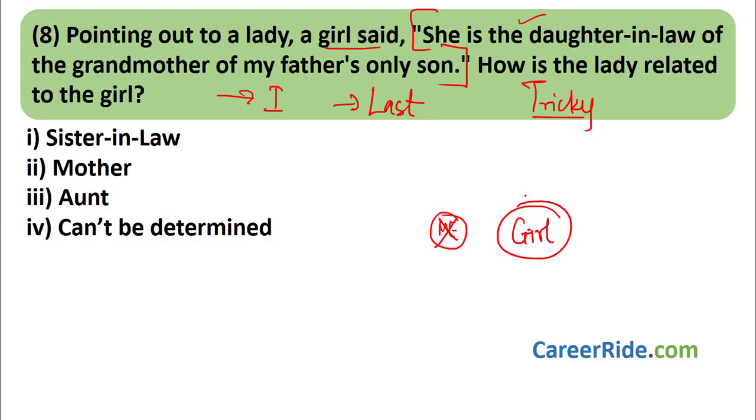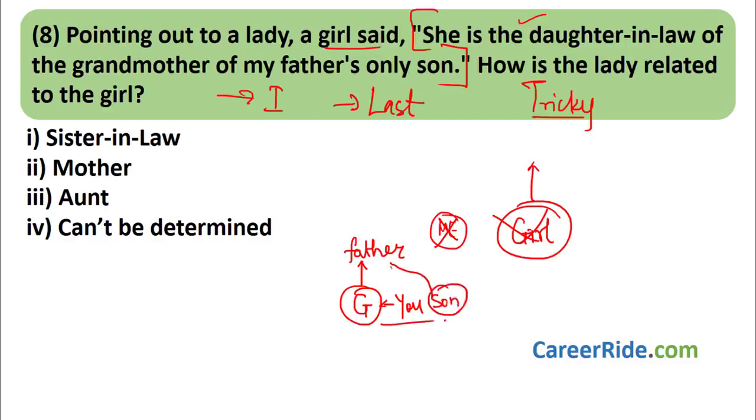Okay, and they are talking about my father's only son. So I'll write it over here. The girl, so this is you, you are a girl right now over here. My father's only son, so my father has a son. That means he is my brother, so we are siblings.